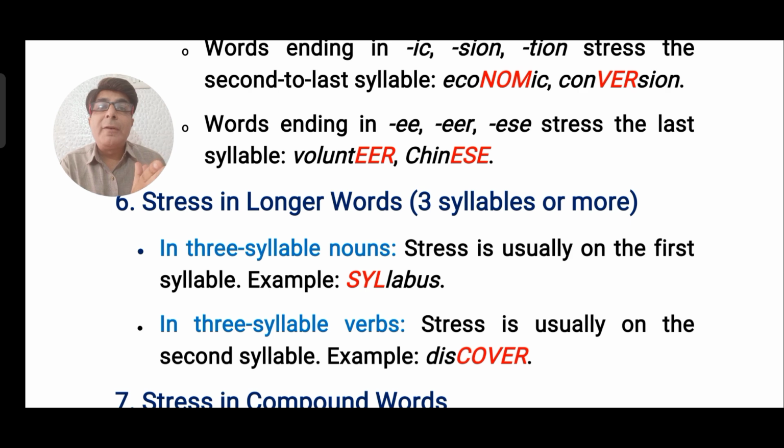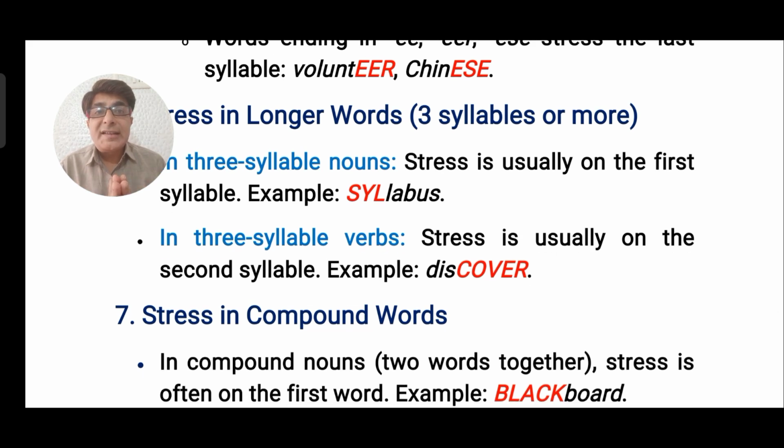There are some longer words, like when there are three syllables in a noun, generally the first syllable is stressed, like syllables, right? The first syllable is stressed. In the same manner, look at this example. When there are three syllables and if it is a verb, then the second syllable is stressed, like discover. There are three syllables, discover. So the second syllable is stressed. Why? Because it is a verb and it is a trisyllabic word.